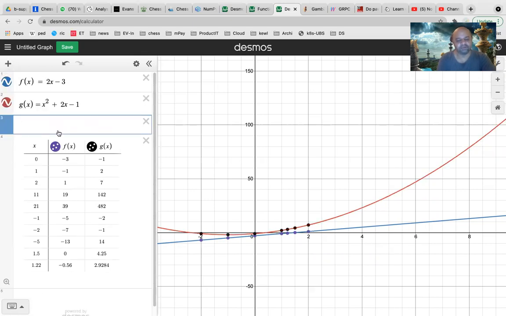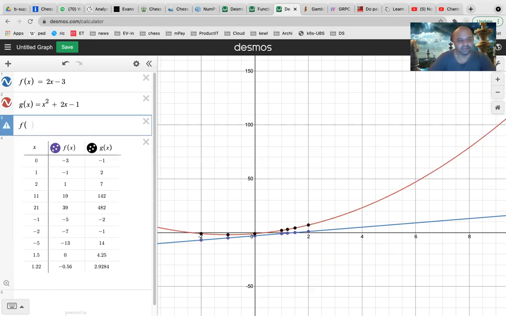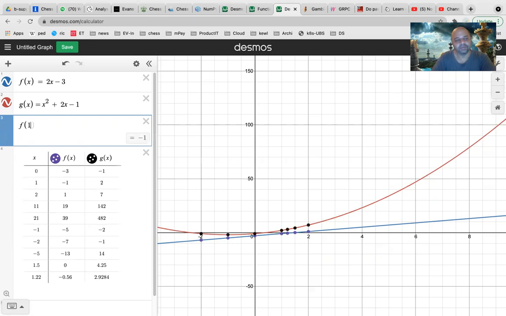See what Desmos allows is you can put in any value. 11.6, let us put it. It is immediately going to tell you the value based on this f of x formula. So if f of x is equal to 2x minus 3, then f of 11.6 is 20.2. You can give it whatever value you want, 29.53. It will tell you immediately what the value is.